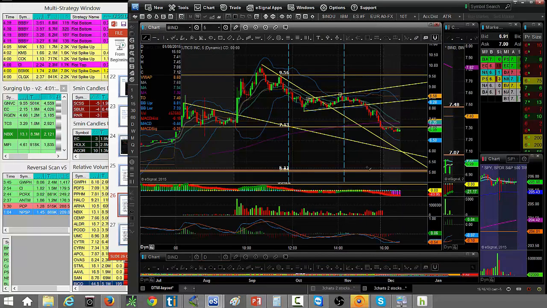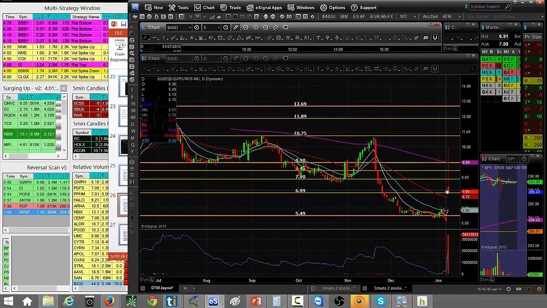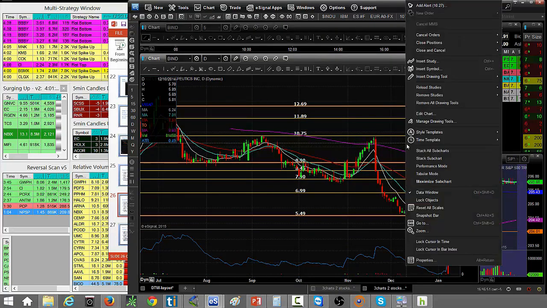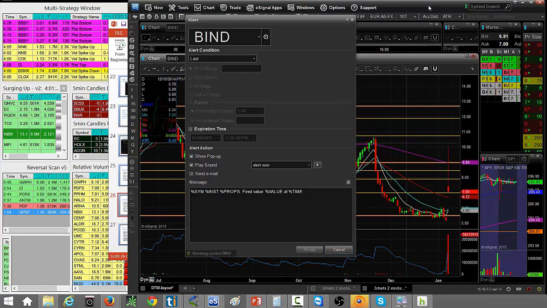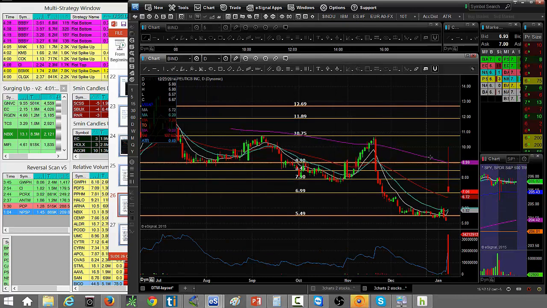So let's say on BIND, I want to set a price alert based on the daily chart. And let's say I want to set it at $10. I'll go to add alert, right click, add alert, BIND at or above. I'm going to say alert me if it's at or above 9.85. Okay. Expiration time, I won't have it expire. Show pop-up and play sound. You can have it email you too, but I don't want to do that. Accept. Now it's live. Next time it comes up to 9.85 and is getting close to that 10.04 spot, it'll notify me. I don't have to think about it.